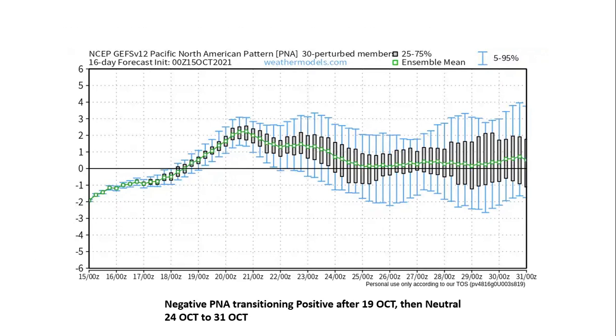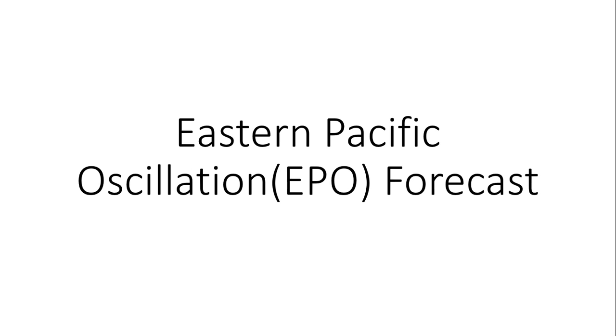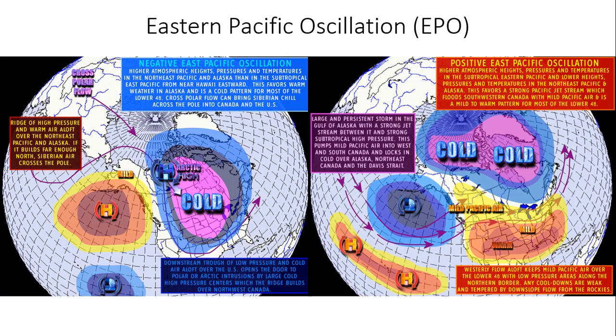And then the NCEP GEFS V12 PNA, 30 perturbed members, with the green line showing the ensemble mean, generally looking at negative becoming positive after 19 October, and then back down towards neutral conditions from the 24th of October to the 31st of October, Halloween. Now on to the Eastern Pacific Oscillation, or EPO, forecast.